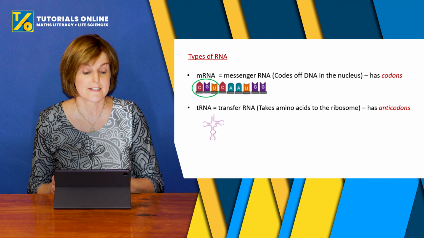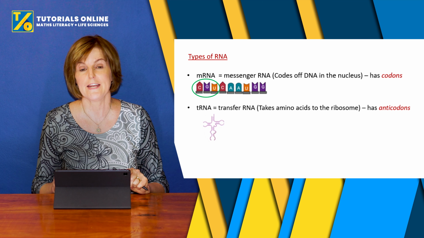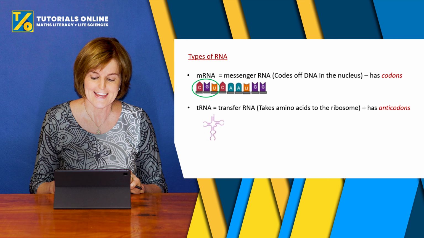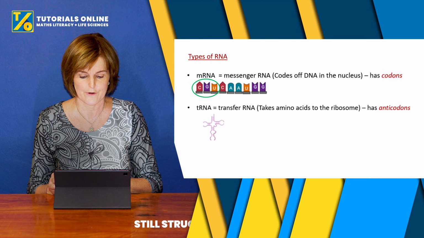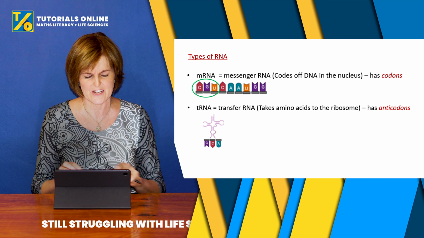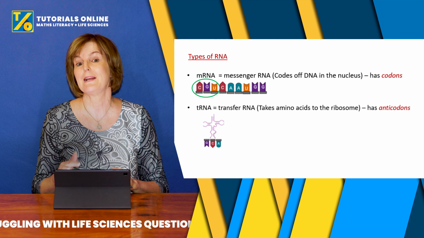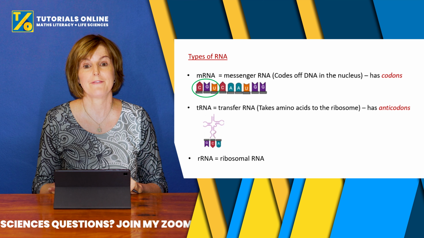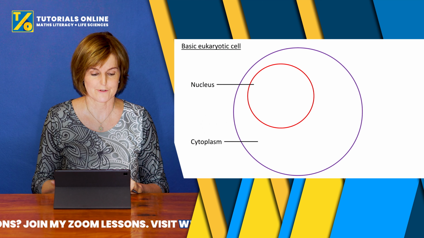Another type is tRNA. Now, tRNA is known as transfer RNA. It has a job of transferring information. We'll get to that just now. It takes the amino acids to the ribosome, and it has anticodons. And if you look over there, you can see where they are positioned on the tRNA. The tRNA has got a funny shape. It's an odd shape. Another one that is maybe less important for you is ribosomal RNA, and you find that in the ribosomes. But let's get on to what we're going to talk about today.